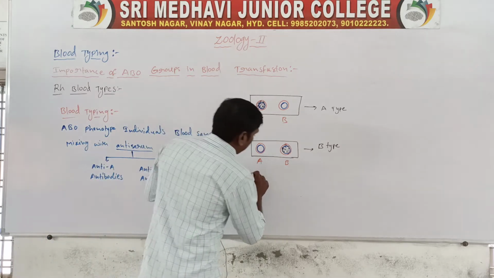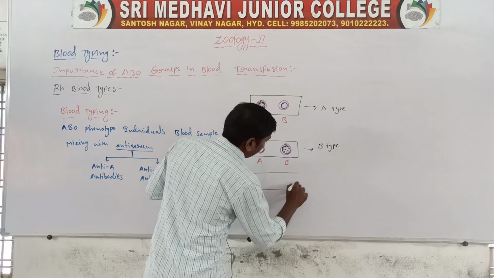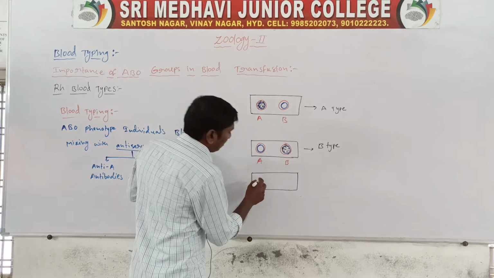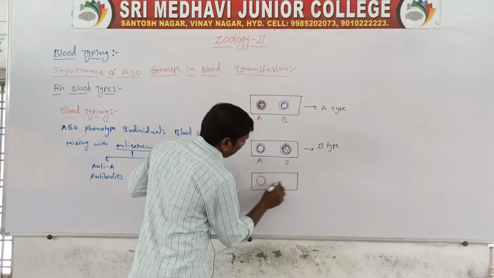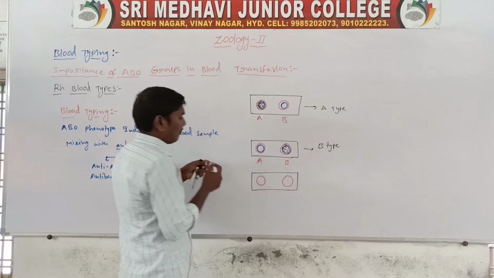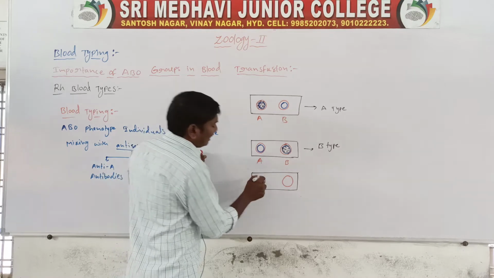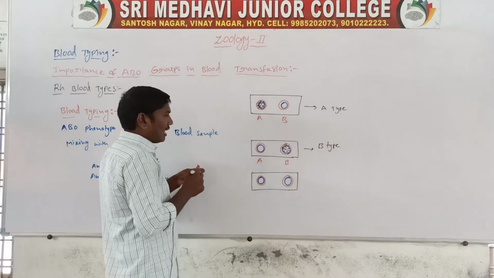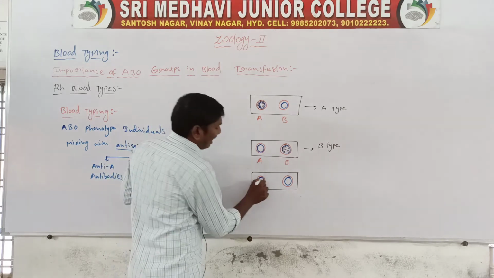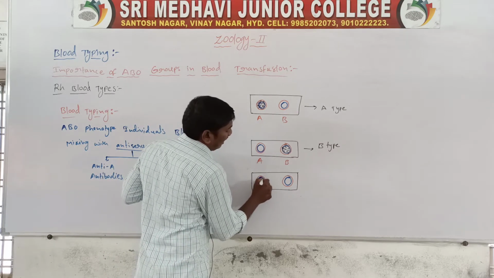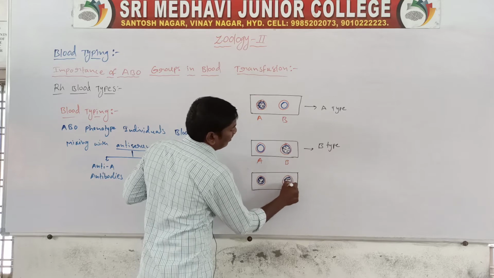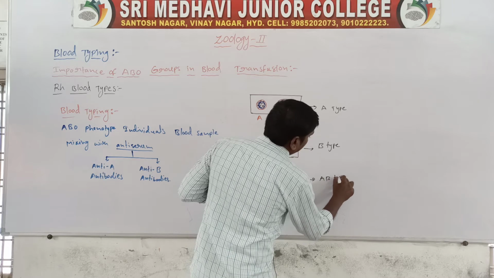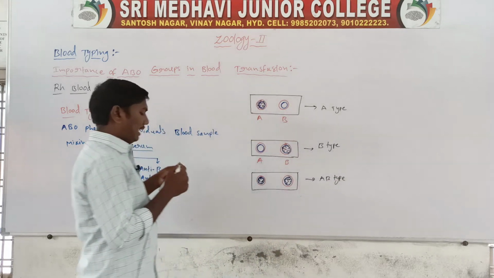Another person's blood group. On the slide are two drops of the sample, sample A and sample B. We add anti-serum A and anti-serum B, and clumping forms in both A and B. That person's blood group is AB type. Next one.